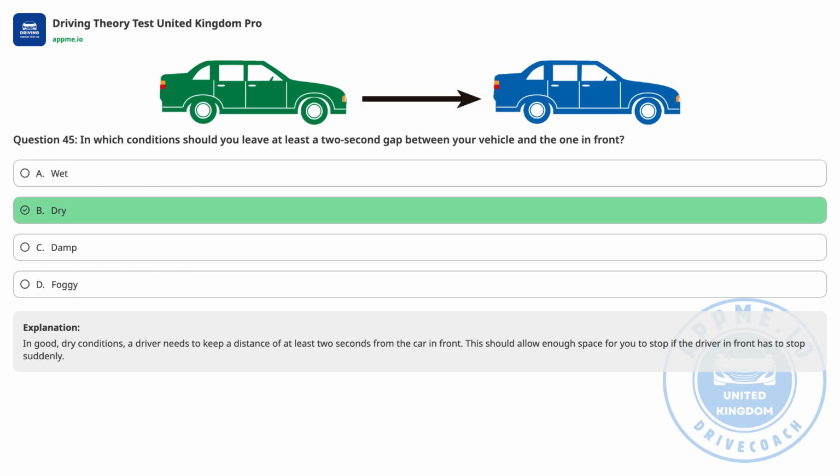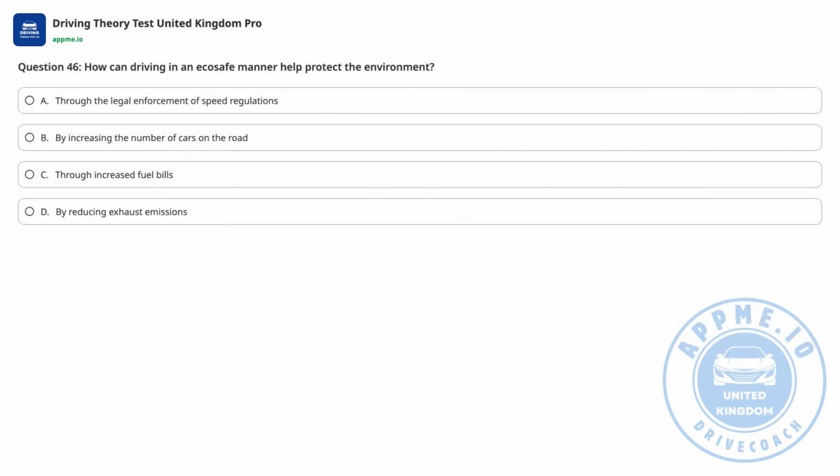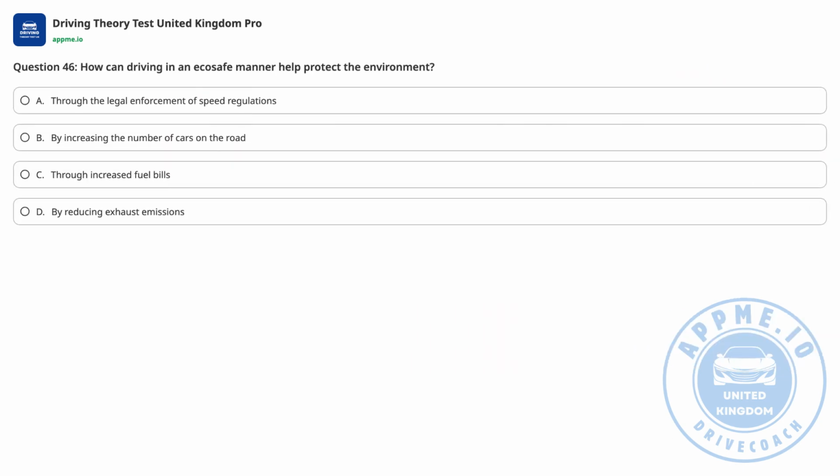The correct answer is B. Question 46. How can driving in an eco-safe manner help protect the environment? A. Through the legal enforcement of speed regulations. B. By increasing the number of cars on the road. C. Through increased fuel bills. D. By reducing exhaust emissions.